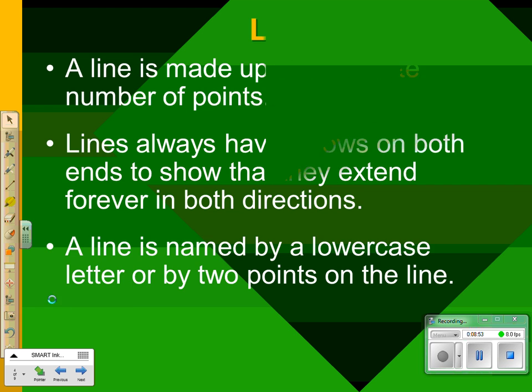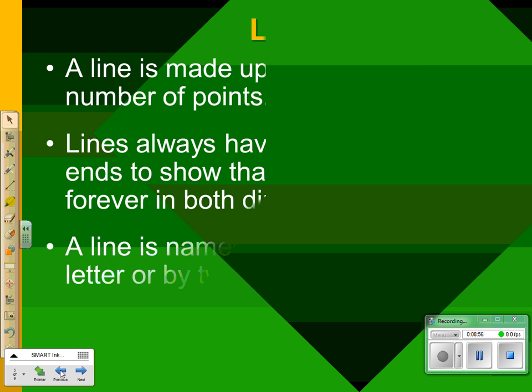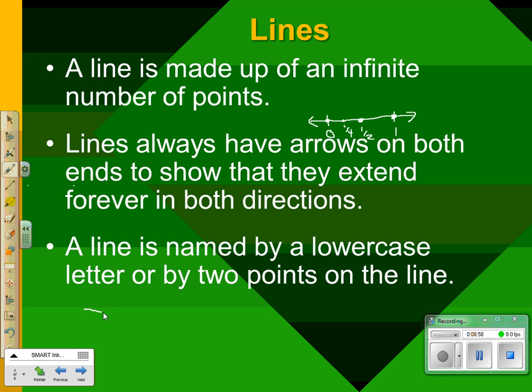I'll draw another line. So I've got my arrows on both ends. And then label it just like I labeled it. Point A, we'll put there. Put point B here in the middle between them. And then point C there. And then next to it, I'm just going to put a lowercase l. And usually you're going to see those lowercase letters as cursive letters. And that means I've got a bunch of choices about how I name this line.